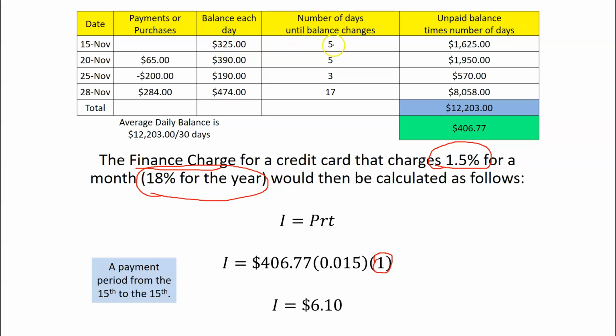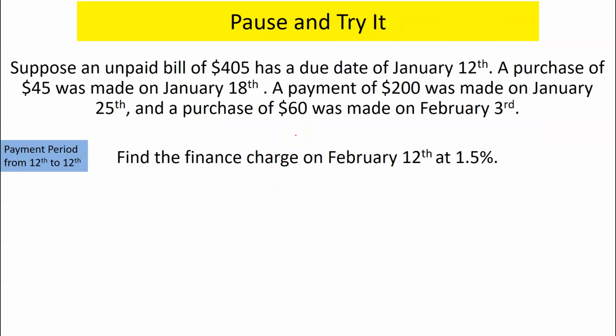They just in their head figure out the days and the amounts. Well, they figure out the amounts first, and then they just go 325 times 5 plus 390 times 5 plus 190 times 3 plus 474 times 17. They hit enter, divide by the 30, and they get the same thing. So however it works for you, put some thought into how you want to approach a problem like this. You might want to do it a little differently than me.